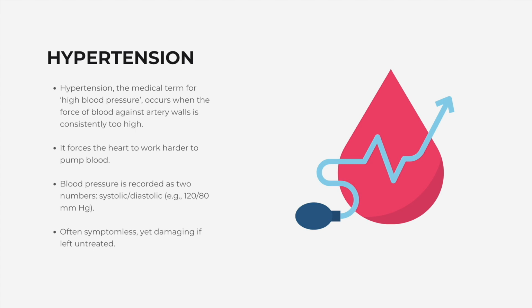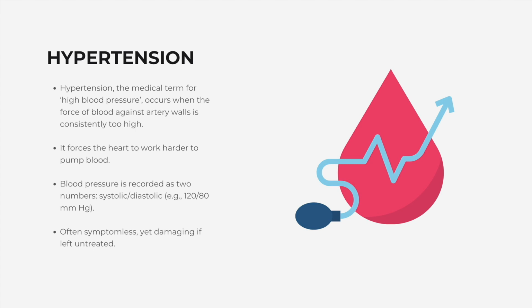Hypertension is the medical term for high blood pressure, which occurs when the force of blood against artery walls is consistently too high. This results in forcing the heart to work a lot harder to pump blood around the body. Blood pressure is recorded as two numbers, the systolic blood pressure over the diastolic blood pressure. Systolic is the pressure in the arteries when the heart is contracting, whereas diastolic is the pressure in the arteries when the heart and the vessels are relaxed.